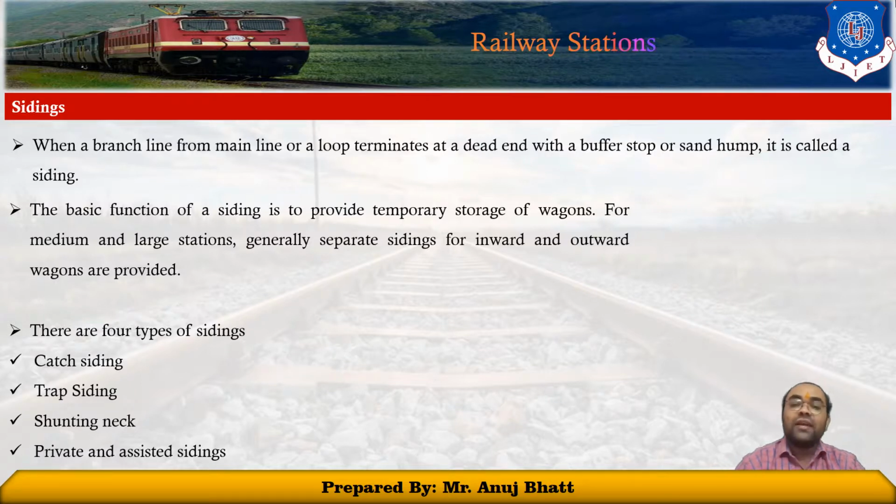Talking about the shunting neck, whenever the trap sidings are of sufficient length, shunting operation can also be performed on the trap sidings without causing any interference with the traffic on the running lines. Such trap sidings are then termed as shunting necks. Private and assisted sidings are provided to private parties for commercial goods business. So this is about the sidings.